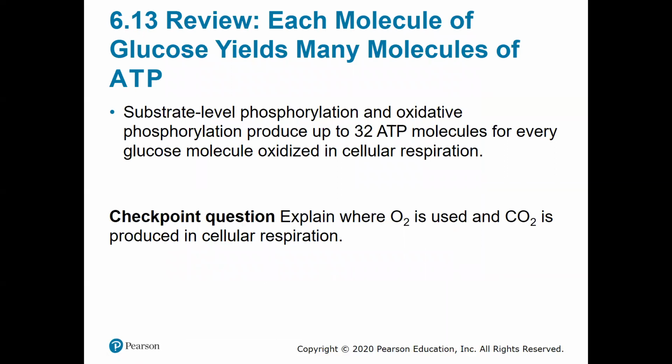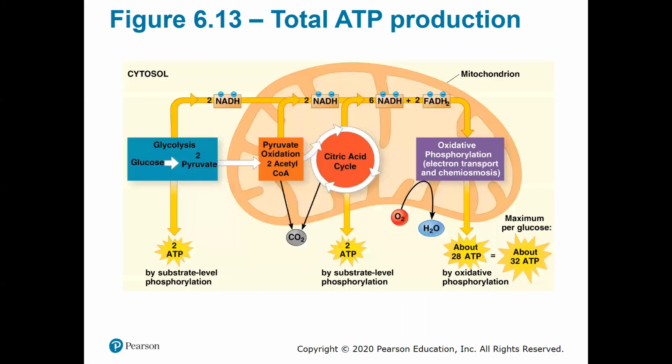So let's review. Overall, each glucose molecule that you started with in glycolysis will end up producing around 32 ATP molecules. Sometimes that number can be a little higher. If you look in different books, it can go up to 38. Sometimes it can be lower than 32, but the average is around 32 ATP.